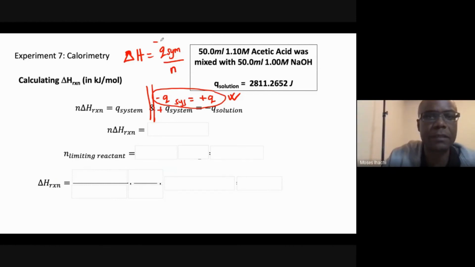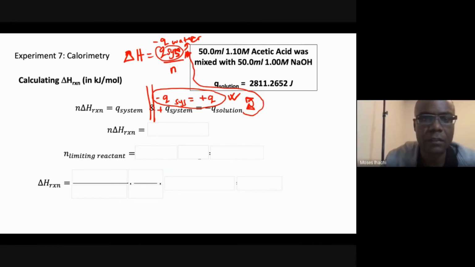Turns out that the Q of the system is negative Q of the surrounding, which is water. Okay. Q of the system, SYS, will be negative Q of the water, negative Q of the surrounding. So we can use whichever way you interpret these two things. It looks like actually this is what we are using today, the second one, not the first one, because Q of the system will be negative Q of the water.